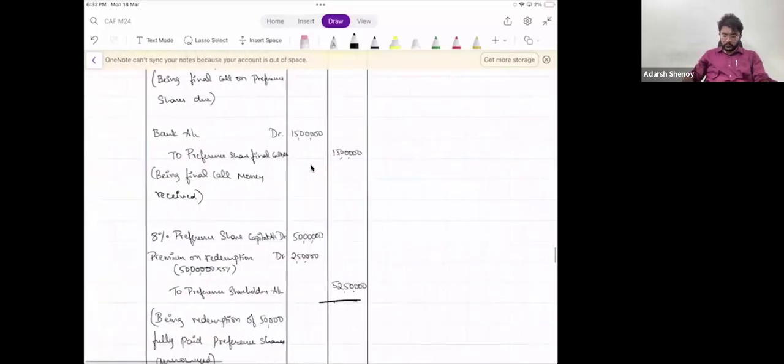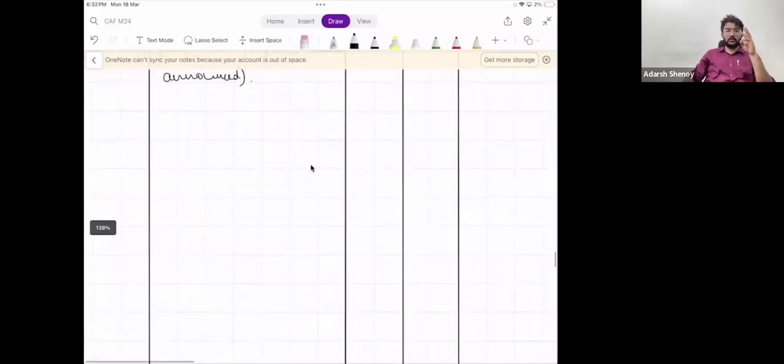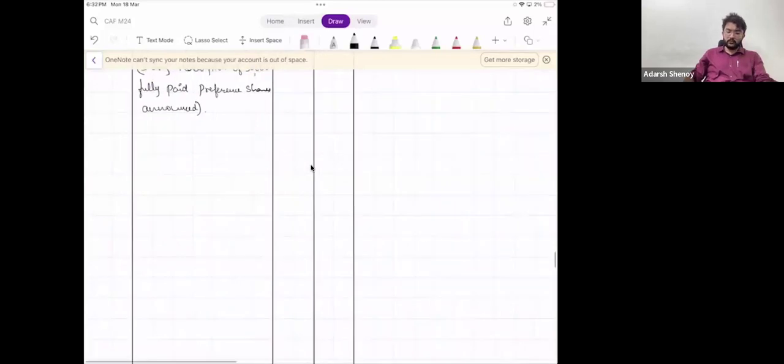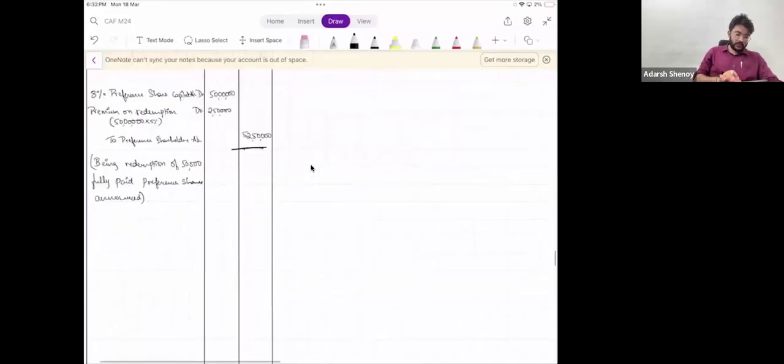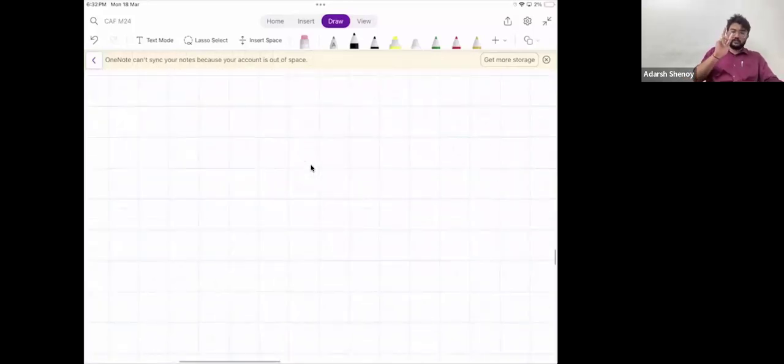So now what we will do is leave space for two journal entries. One is for CRR creation, and the other one is for payment of the preference money, that 52 lakh 50,000 payment entry. So leave two journal entry spaces and do the working of it.